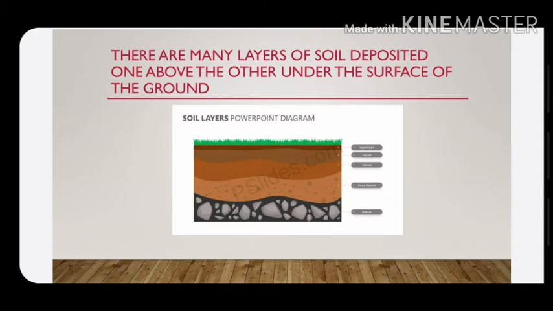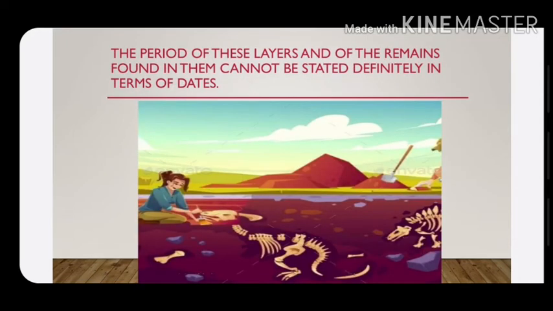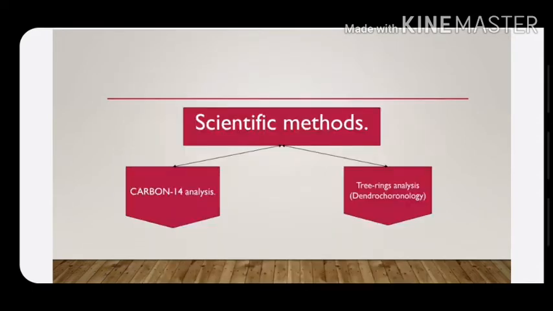There are many layers of soil deposited one above the other under the surface of the ground. The period of these layers and of the remains found in them cannot be stated definitely in terms of dates. However, a rough estimate of how many years ago they existed can certainly be made using scientific methods such as carbon-14 analysis, tree ring analysis, dendrochronology, etc. These methods are known as dating techniques.